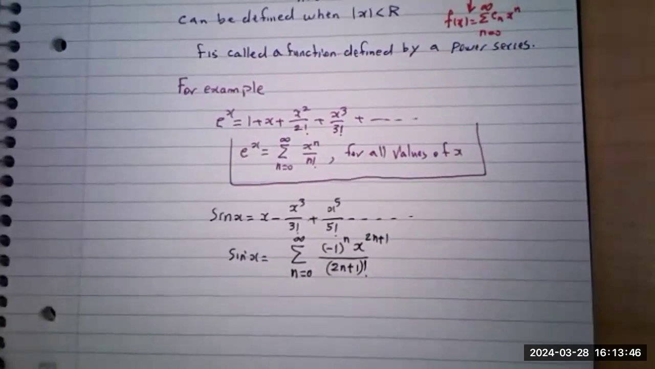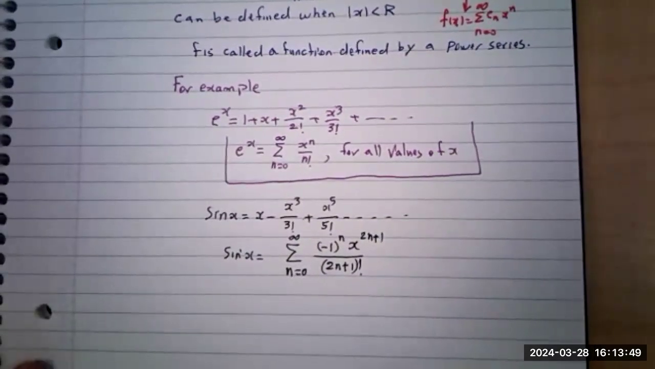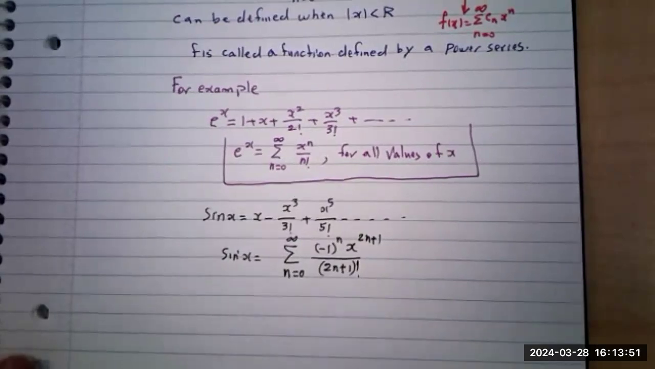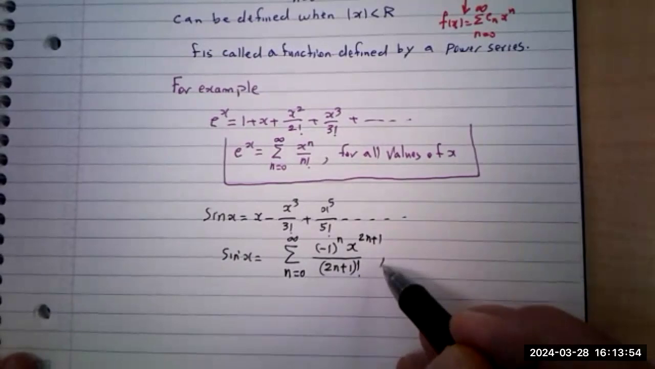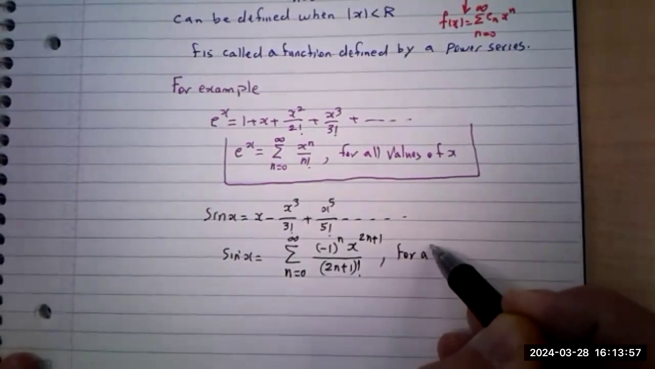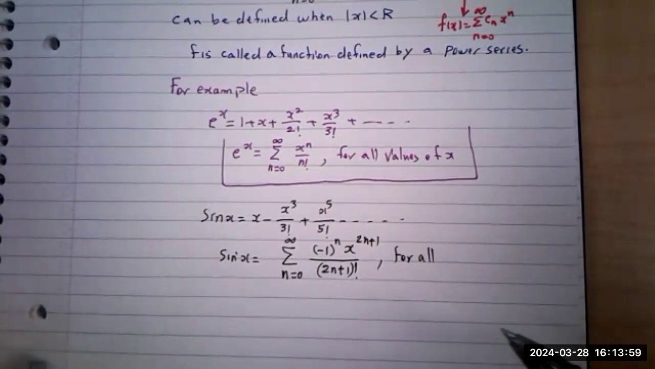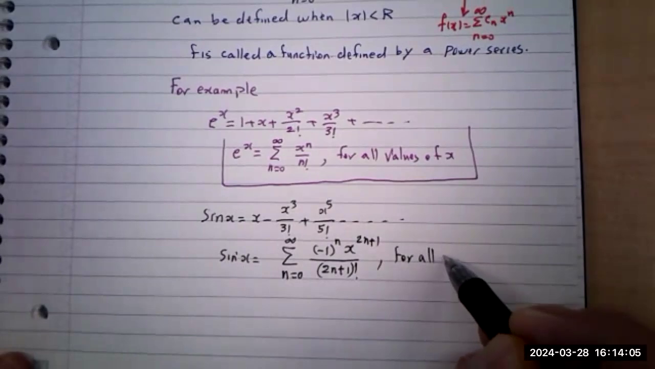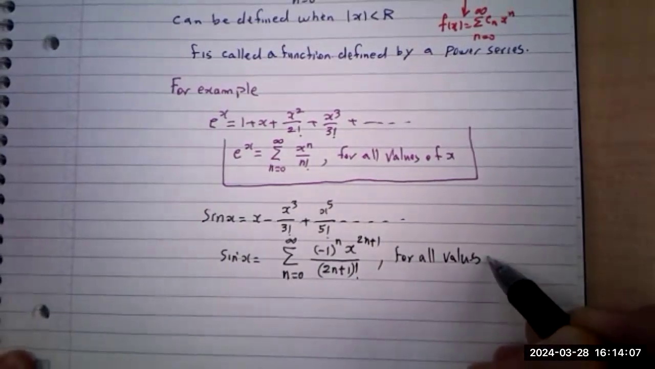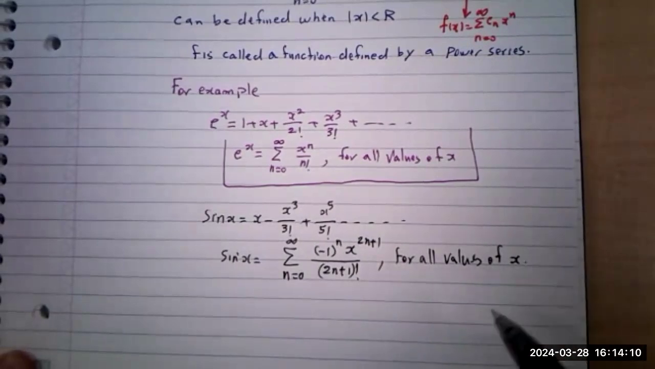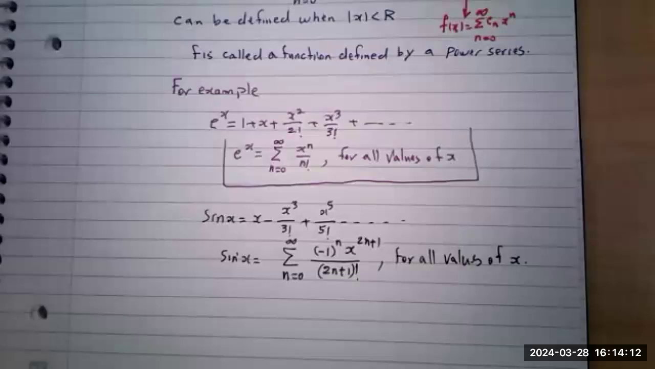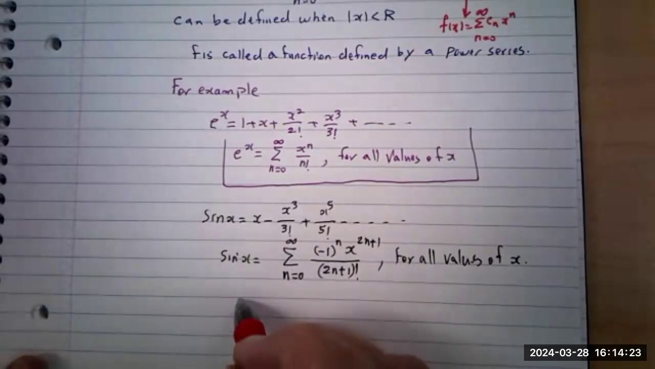So if you get this odd power, that would represent the sine. Of course, sine x is defined everywhere, so this series is defined everywhere. Again, the radius of convergence, or the domain of convergence, is all real numbers. So this is true for all values of x. Okay, so this is the power series for the sine. Any question? You can differentiate it to get the cosine. If you differentiate the sine, that gives you cosine x.